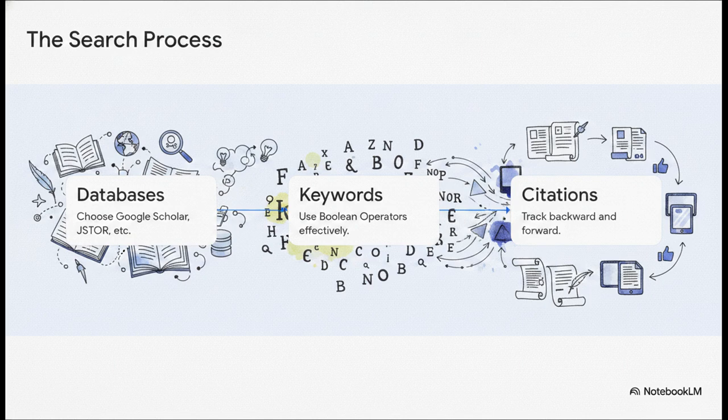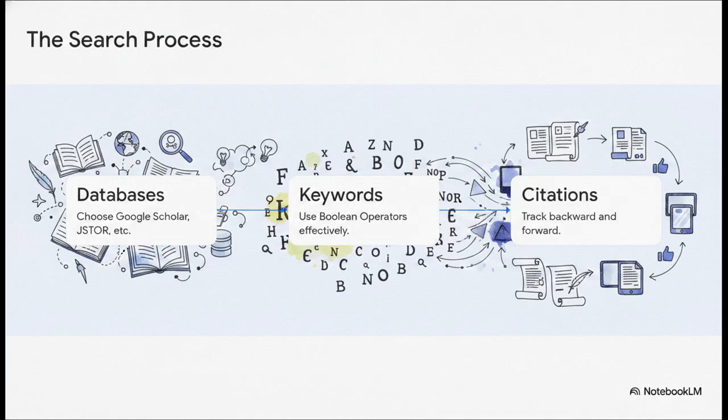First, you choose the right databases. Google Scholar, JSTOR, and PubMed are fantastic starting points. But definitely don't forget to leverage your university library's institutional subscriptions to get past those super annoying paywalls. Second, you need to use specific keywords and combinations.